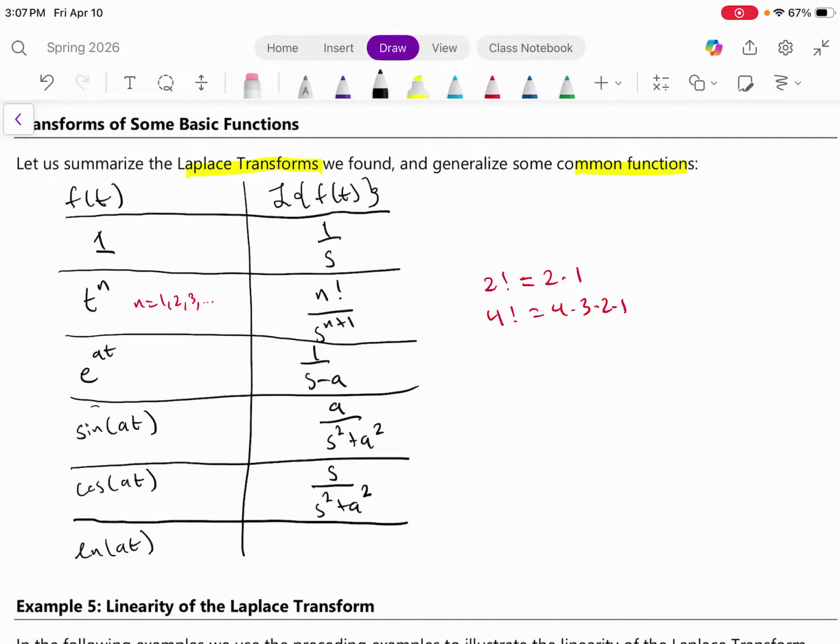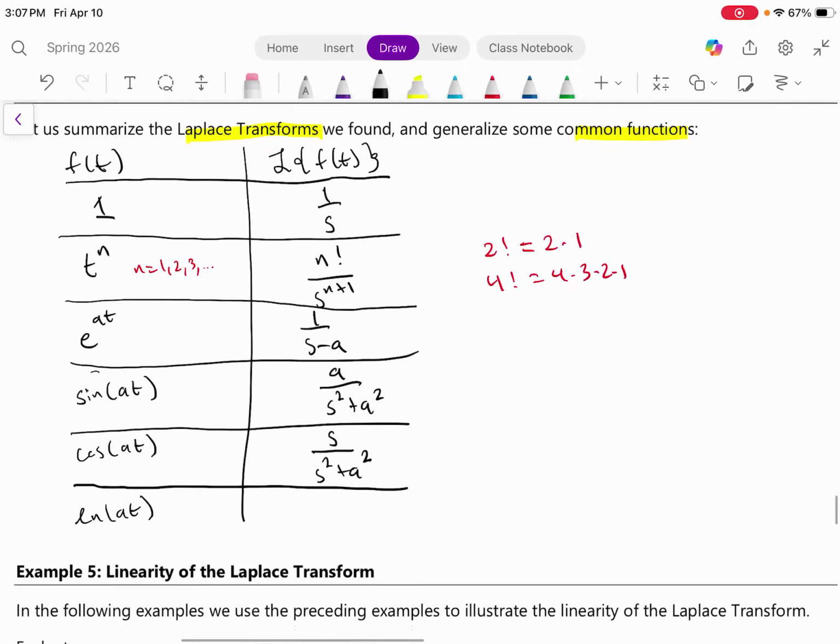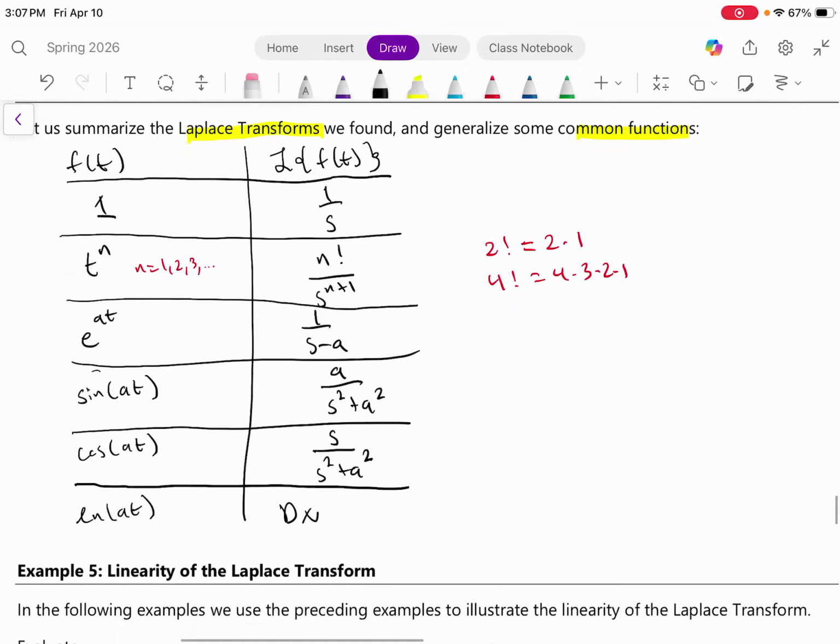And this is another one we didn't find, natural log of t. What's the Laplace of that? Don't worry, it does not exist. Okay, so a couple things, factorial, that's the exclamation point. But yeah, so we've got a couple tools in our box already.